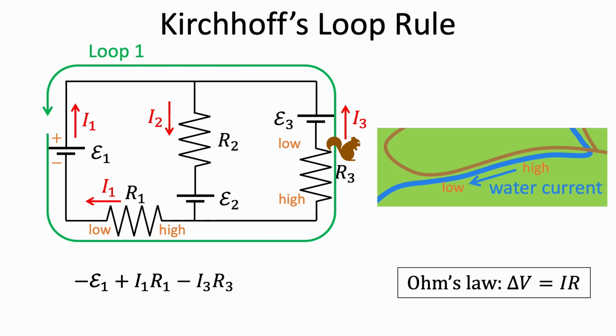Lastly, it is the battery with voltage E3. This battery has its positive terminal facing up and the negative terminal facing down. Moving upward across the battery, I go from the negative side to the positive side, which is an increase. So we get positive E3 for the voltage change. Now that I am back where I started, I can say that the sum of all these voltage changes is equal to 0. So this is the equation I get for loop 1.